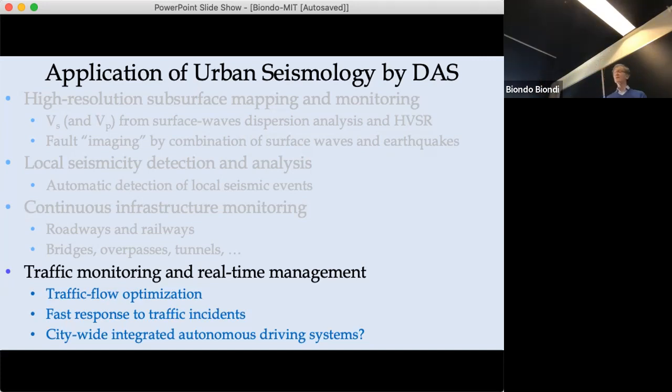And fiber has an advantage compared to cameras. First, it doesn't identify the driver, so there are very few privacy issues. And two, it works day and night, in fog, snow, and rain, where cameras will have problems.